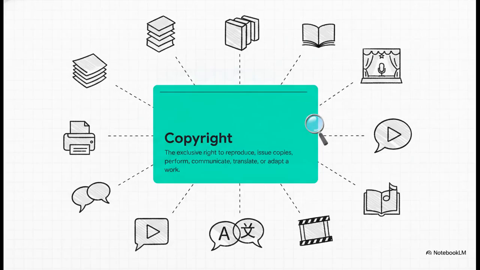But what's really fascinating here is that copyright isn't just one single monolithic rule. Instead, think of it as a bundle of rights. It gives the creator exclusive control over exactly how their work is experienced by the rest of the world. You hold the right to reproduce the work, issue copies, perform it publicly, translate it into another language, or adapt it into something entirely else, like, say, turning a novel into a movie. You hold all the keys to these different doors.